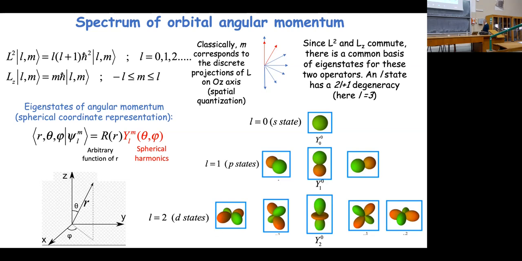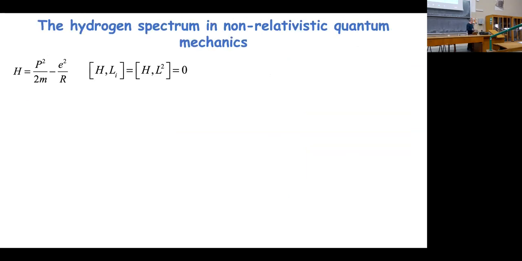Why am I explaining this? Because it's useful to understand the geometry of the eigenstates of the hydrogen atom. Look at what non-relativistic quantum physics allows us to do: find the eigenstates of this Hamiltonian, which represents the motion of an electron, p squared over 2m. This is the kinetic energy, minus e squared over r is the potential energy.